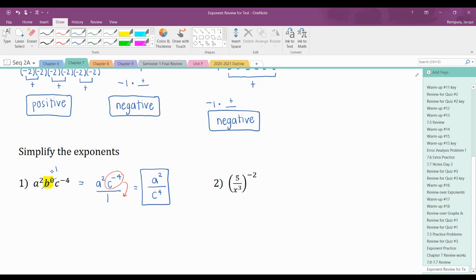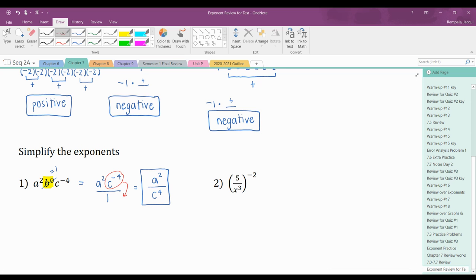Problem number 2. We've got 5 divided by x to the third, in parentheses, raised to the negative second power. So whenever I have parentheses, I do have to think about that first. Inside the parentheses, if there was something that we could simplify, we would want to. Well, we have a base of 5 and a base of x. Because those bases are different, I'm not going to be able to combine them. But because the parentheses is being raised to the negative second power, this is a power to a power.